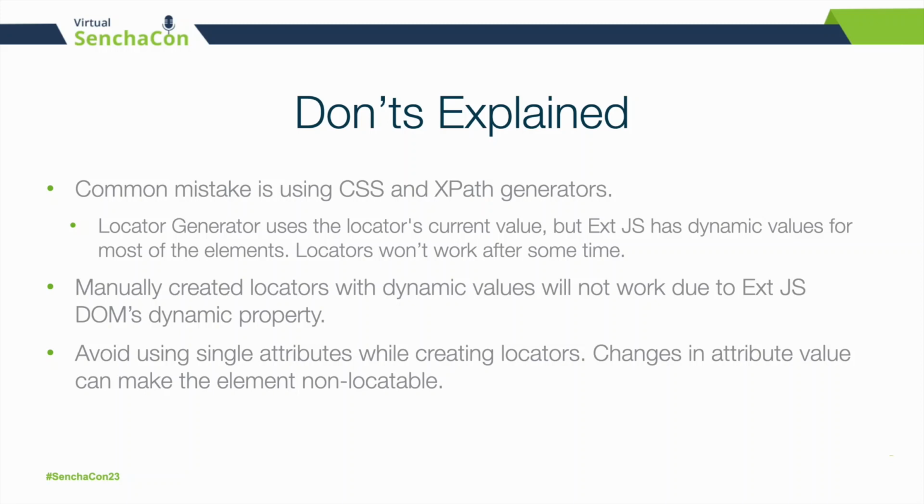The same goes for manually created locators with dynamic values. Once the DOM structure or the attribute values are updated or refreshed, these XPaths won't work. So we need to update the XPaths or the CSS values each and every time. That's not proper automation.